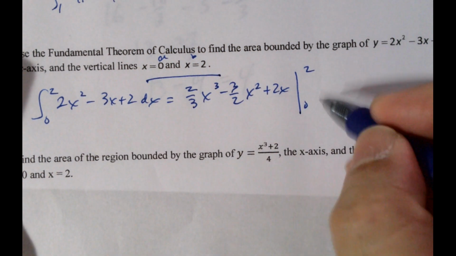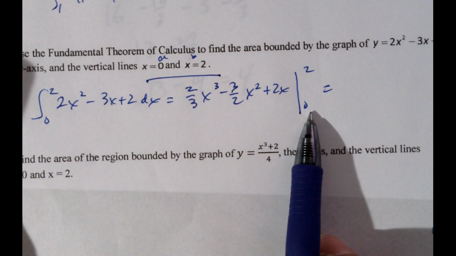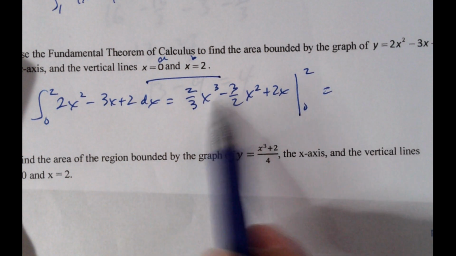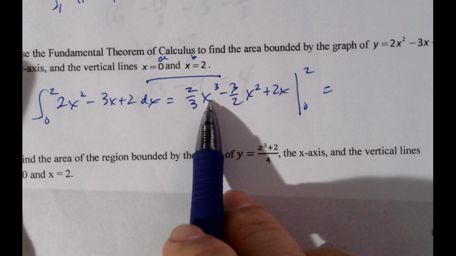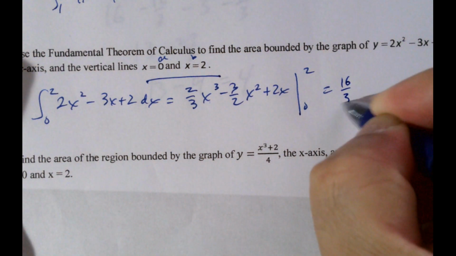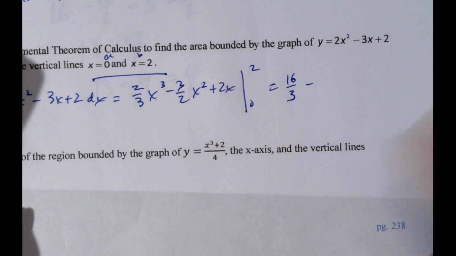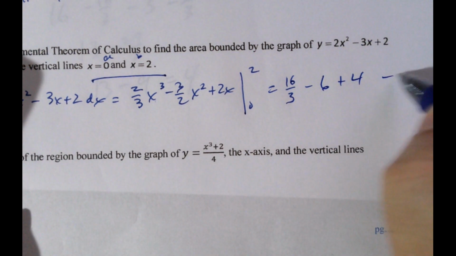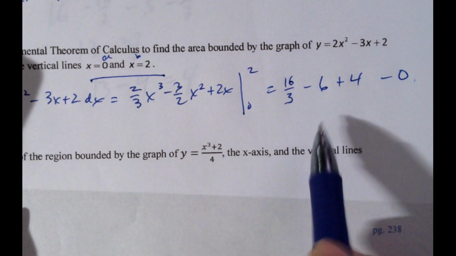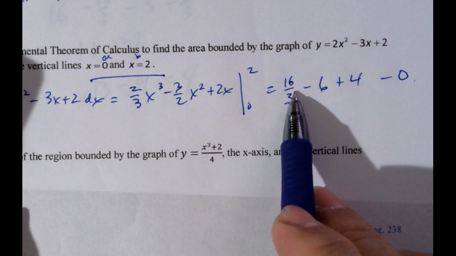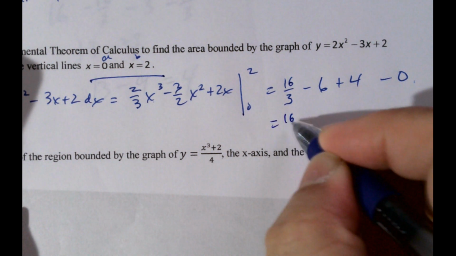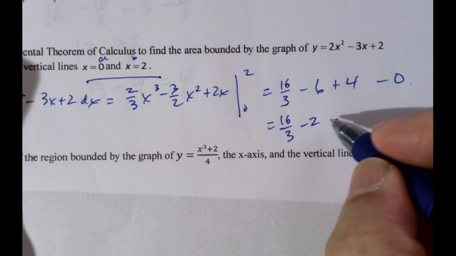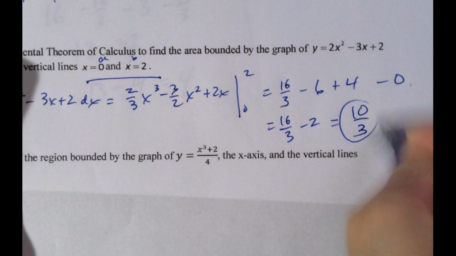All right. Plug in 2. And notice how convenient this is. Plug in 0. They all have x values, so if you plug in a 0, it just wipes it out. So I only have to worry about plugging in 2. So that's going to be 2 cubed is 8, so that's 16 thirds, minus 4 times 3 is 12, divided by 2 is 6, plus 4. And then it's minus 0, so if I plug in 0, I get 0. That's going to be negative 2. What's 16 thirds minus 2? 2 is 6 thirds, so it's 10 thirds. There you go. That's the answer.